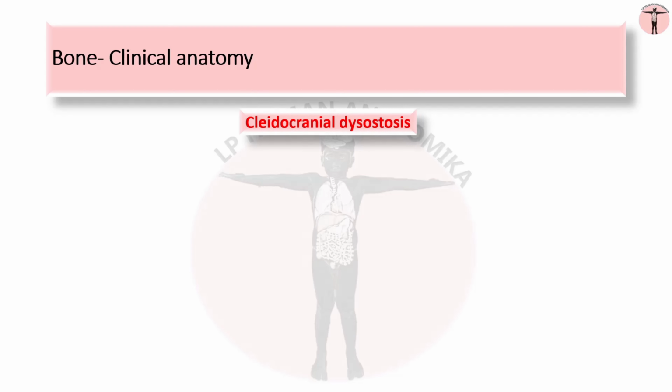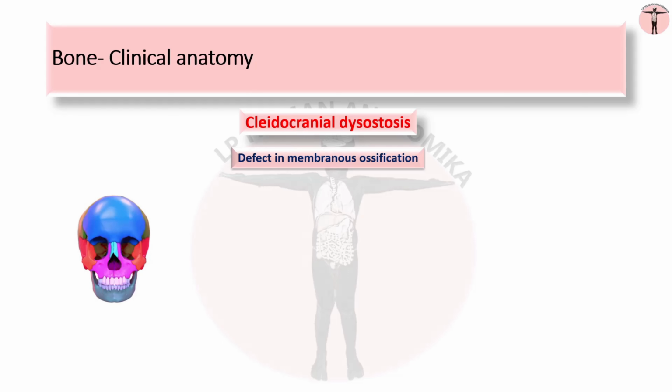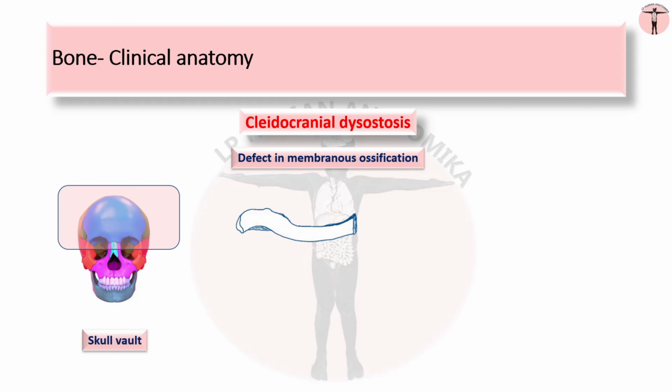Cleidocranial dysostosis is a clinical condition caused by defective intramembranous ossification. It is a congenital anomaly. The bones like skull vault and clavicle developing from intramembranous ossification will be affected and will be defective. It is characterized by three cardinal features: varying degrees of aplasia of the clavicles, that is partial or complete absence of clavicles. Due to the absence of clavicles, the affected individual can bring both the shoulders close together.